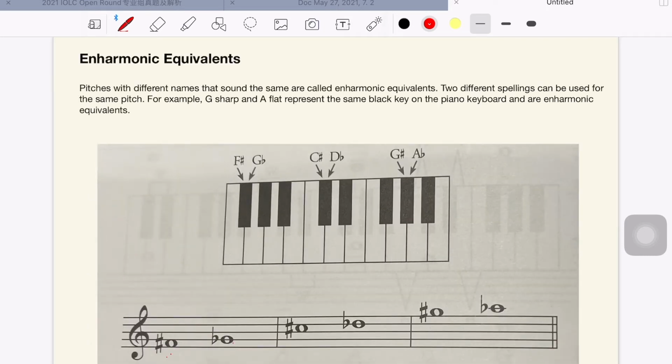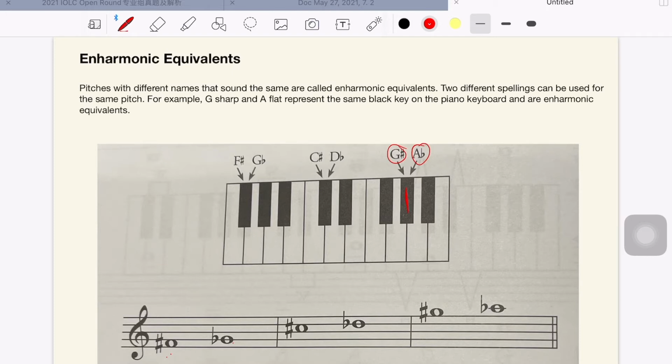Next up is enharmonic equivalents. So pitches with different names that sound the same are called enharmonic equivalents. Two different spellings can be used for the same pitch. For example, G sharp and A flat. They represent the same black key on the piano keyboard, and that's why they're called enharmonic equivalents.